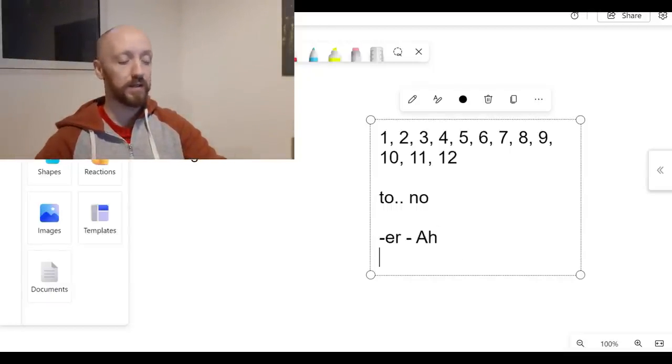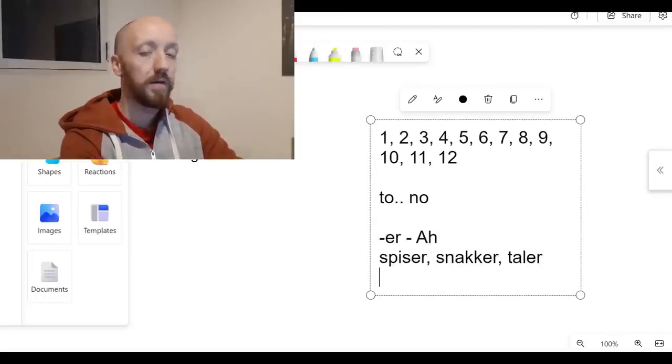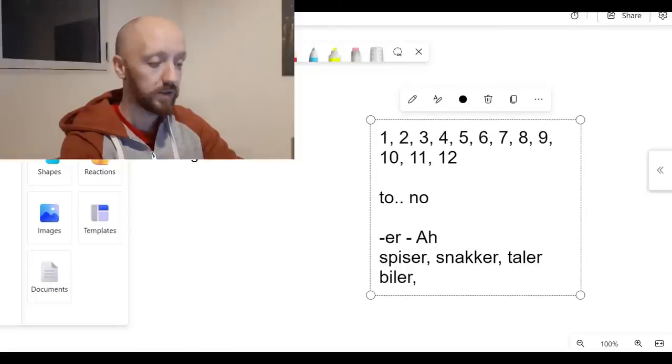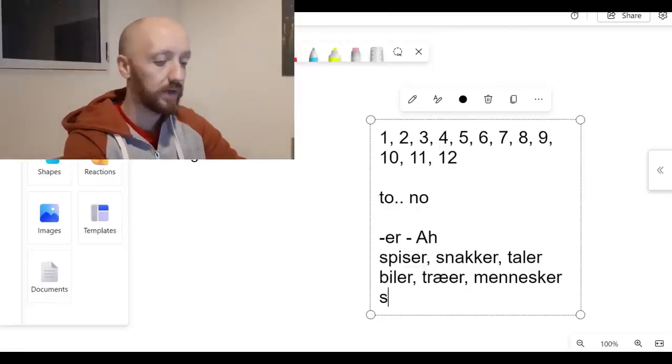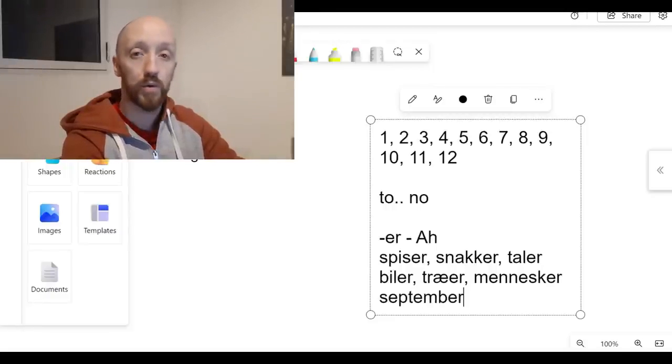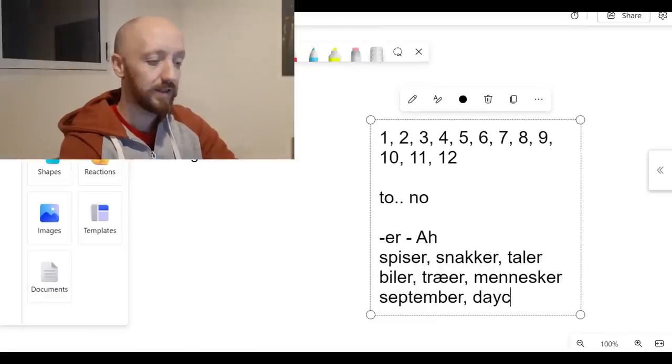The reason this sound is so important is that there are so many words, there are many verbs, for example, spiser, snakker, taler. Then there are many nouns, biler, cars, træer, trees, mennesker, people. So of course I'm exaggerating a little bit, but we have the same sound in all of these last months. September, October, November, December. And also December sounds for some reason like December.